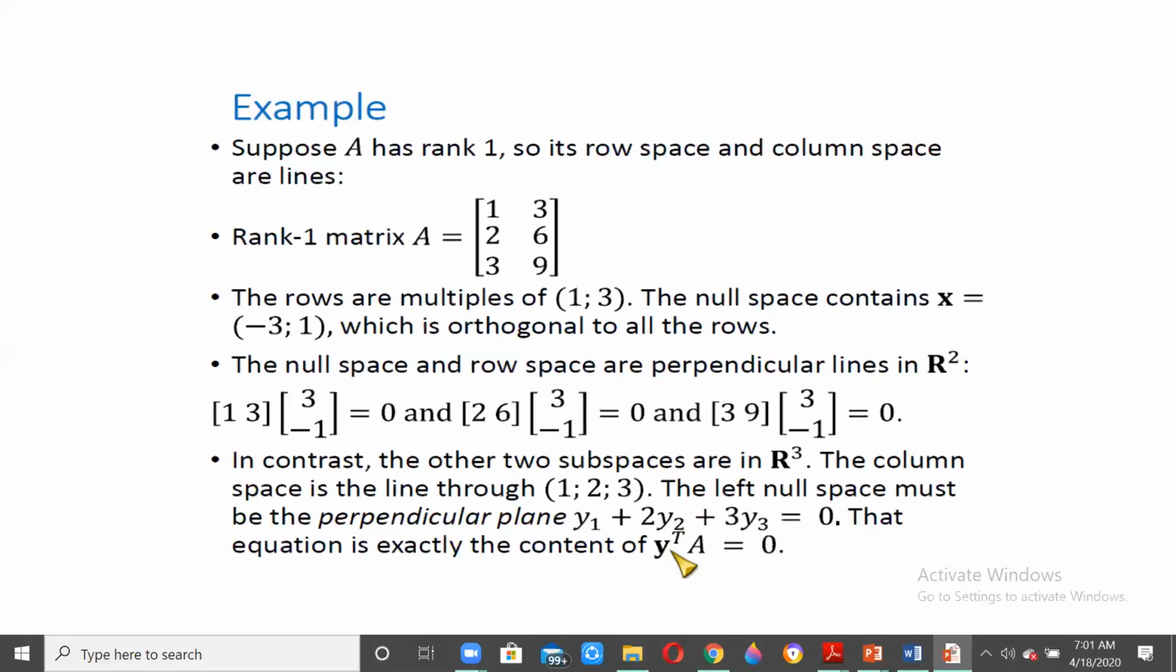So y transpose A is A as it is, and y transpose corresponds to the left null space, which might be (1, 1, minus 1) as the value of y. So (1, 1, minus 1), and that will give us the value which is 0.